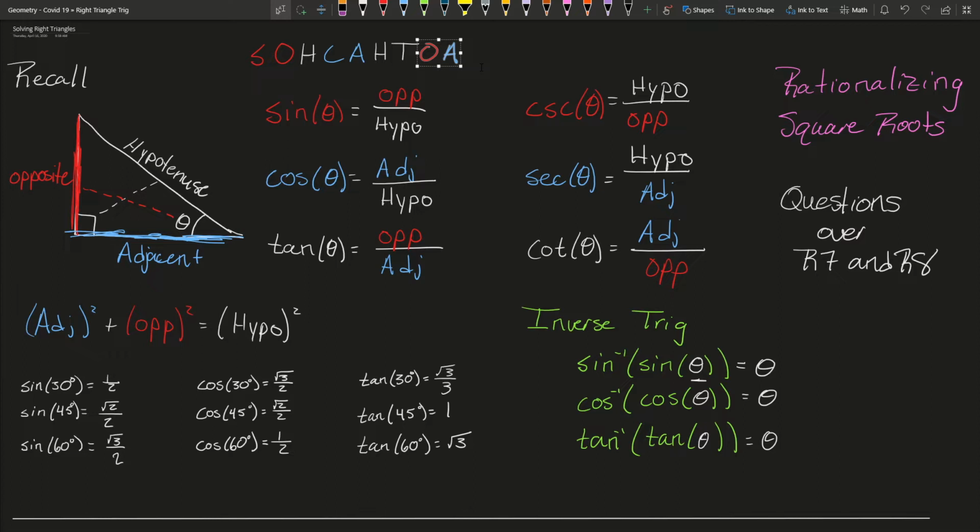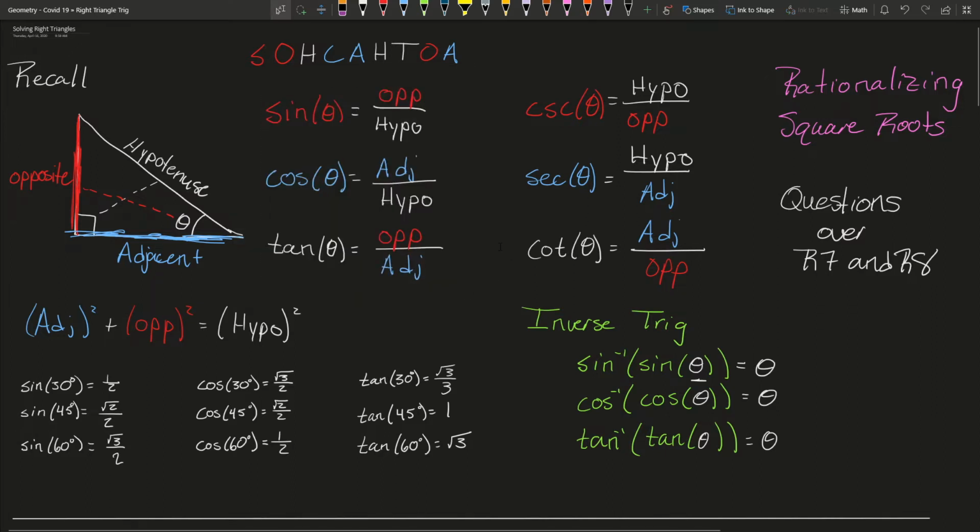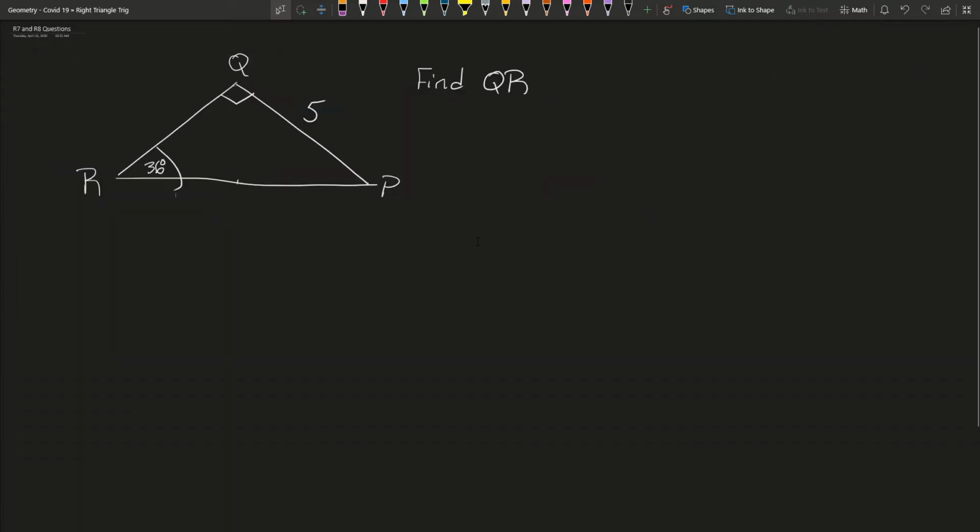It's just an acronym so you can determine what the ratios are. If you don't know Sohcahtoa, that's okay. If you don't know Sohcahtoa and you know this, you're fine. You don't necessarily need to know Sohcahtoa. It's just a shortcut. Okay. So, for example, hopefully, again, this answers a couple of your questions. In your homework, you are given a triangle that looks like this with an angle of 36 degrees and a side length of 5. Okay, and we want to find QR.